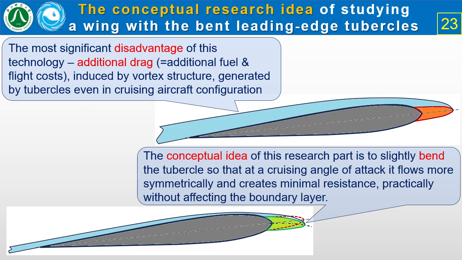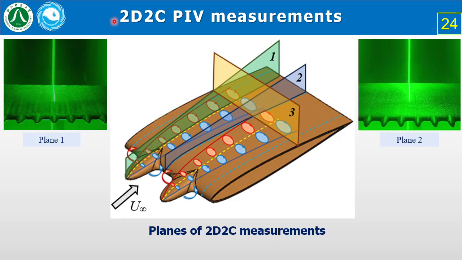In all our tests, we used the symmetrical airfoil NACA 0012. Our two-dimensional and two-componental PIV measurements were made in two planes, normal to the span of our wing model. Namely, plane 1 is the plane of symmetry of the tubercle. Its allocation is presented by this picture. And plane 2, that is the plane of symmetry between any pair of neighboring tubercles, and its allocation is shown by this picture.